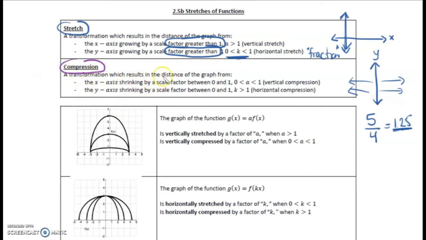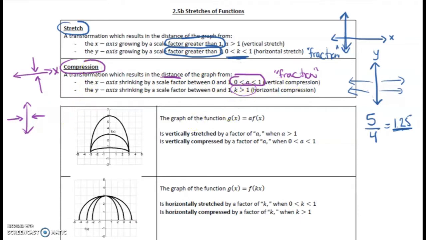This is a transformation which results in the distance from the x-axis, so again, x-axis, I'll do it over here. Okay, we're going to get closer and closer to the x-axis if our a value is that fraction, if our a value is between 0 and 1. We have a vertical compression. And remember, this k value is going to be our backward value. We're going to get a horizontal compression if k is greater than 1.